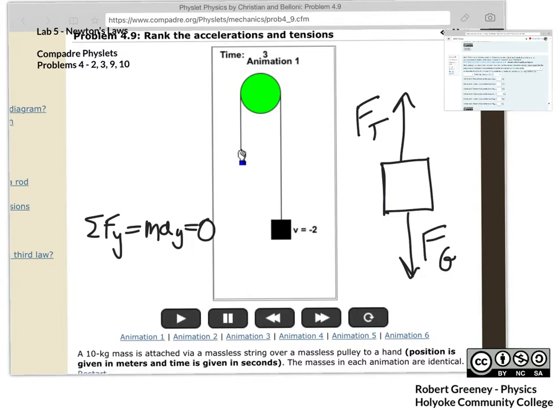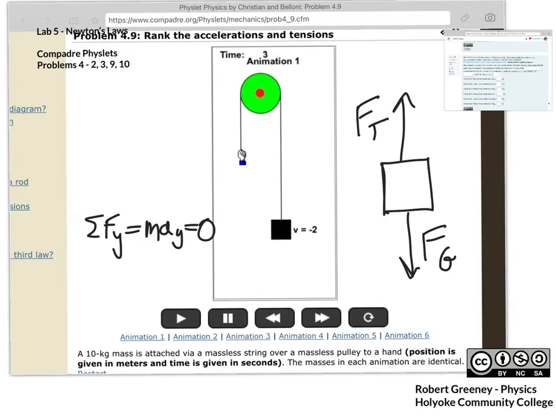Animation 2. Play that. And now it's +2 meters per second. So what changed? Well, it's going up. Does that matter? You might think so, but it doesn't. The sum of the forces still has to be 0. The tension force and the gravity force have to be equal. A little bit it defies your intuition, right?